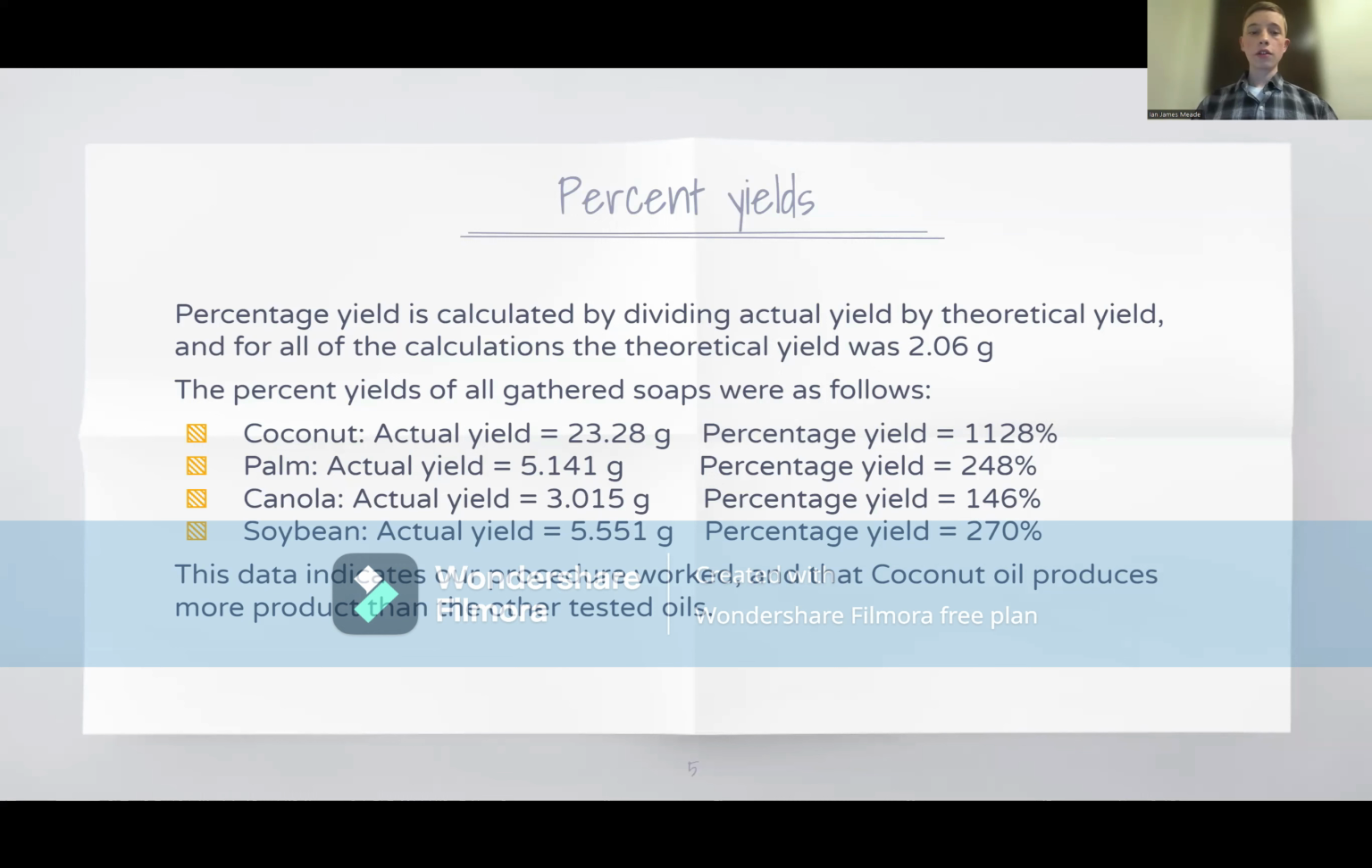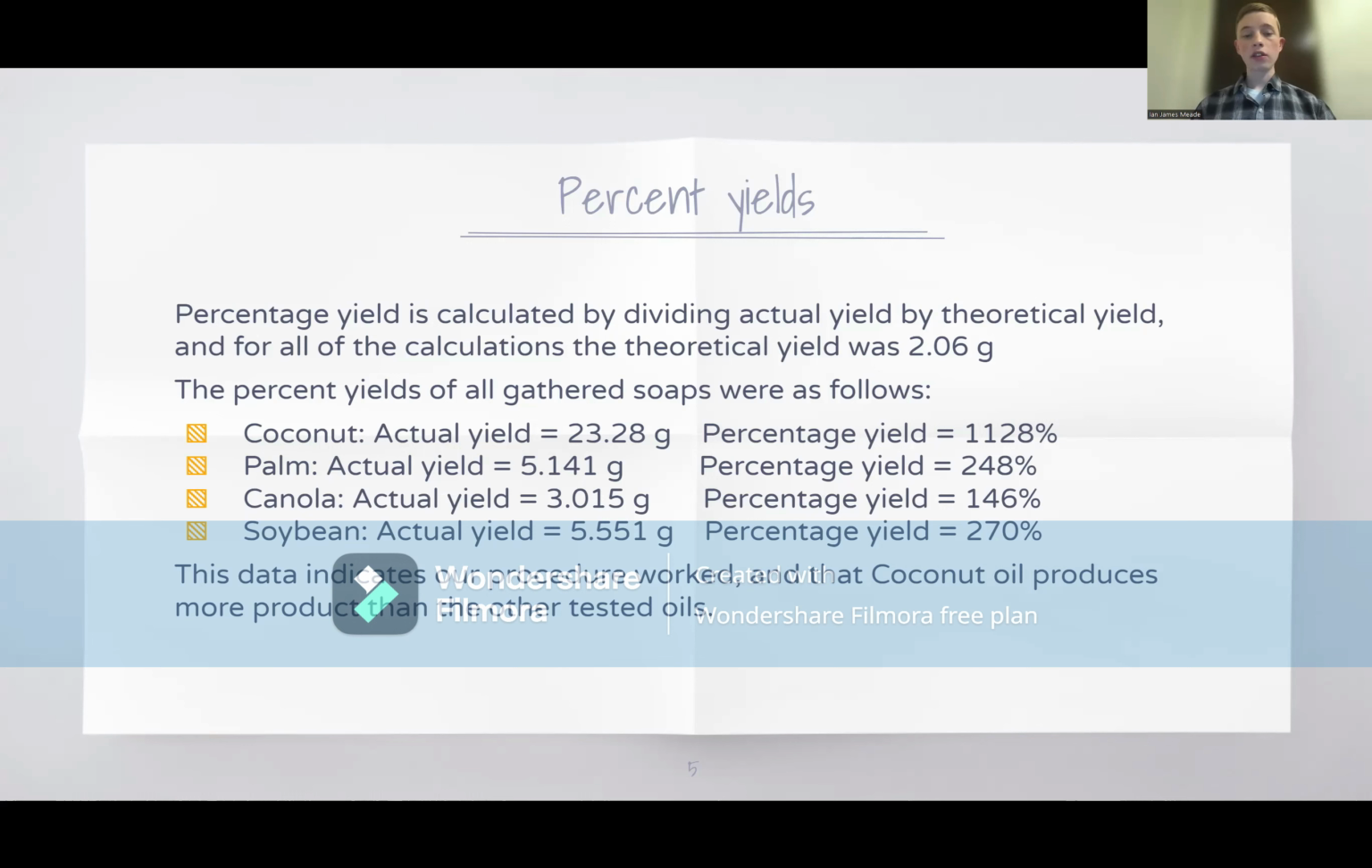The percentage yield is calculated by dividing the actual yield by the theoretical yield. For all the calculations, the theoretical yield was 2.06 grams. The percentage yields of all the gathered soaps were as follows. The coconut oil had an actual yield of 23.28 grams, making the percentage yield 1,128%. The palm oil had an actual yield of 5.141 grams, making the percentage yield 248%. The canola oil had an actual yield of 3.015 grams, making the percentage yield 146%, and the soybean oil had an actual yield of 5.551 grams, making the percentage yield 270%.